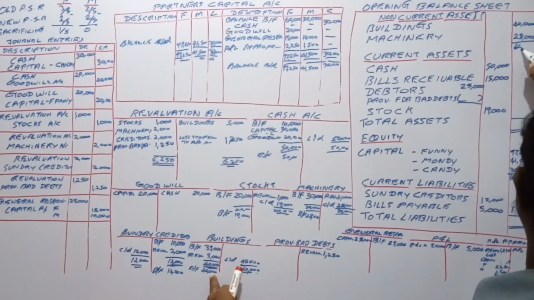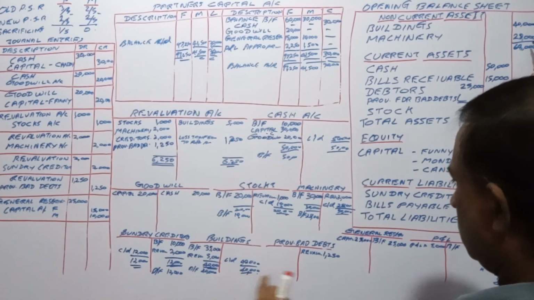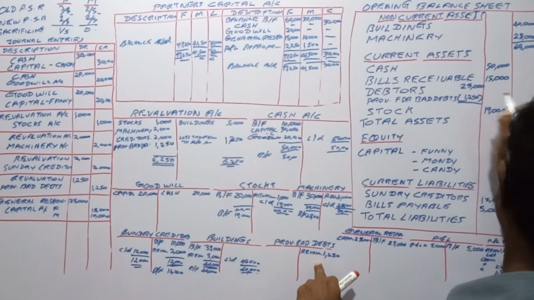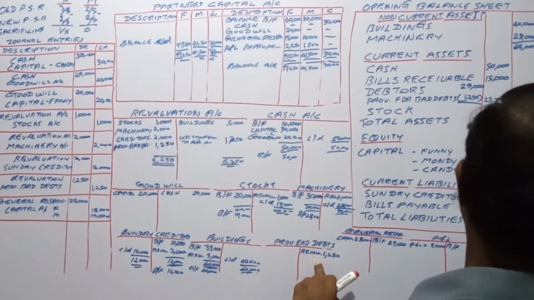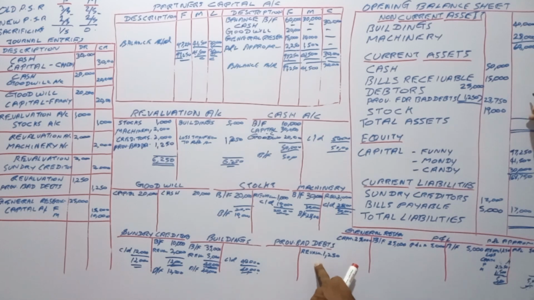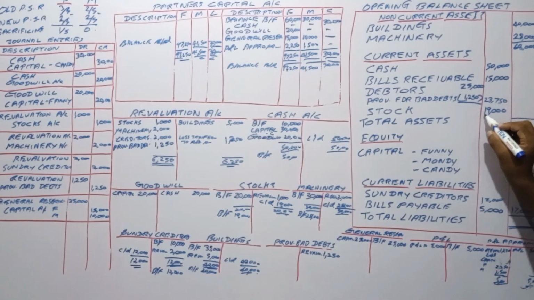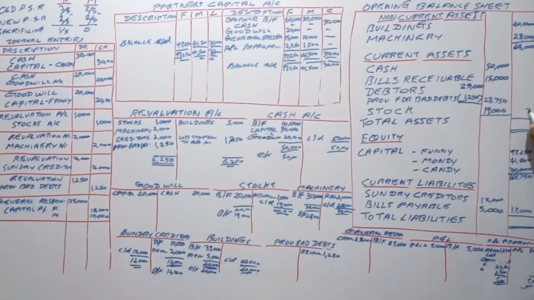Then here 68,000. Right? Provision for bad debts 1,250. Then 23,750. This is finished. So we have to do the addition only.